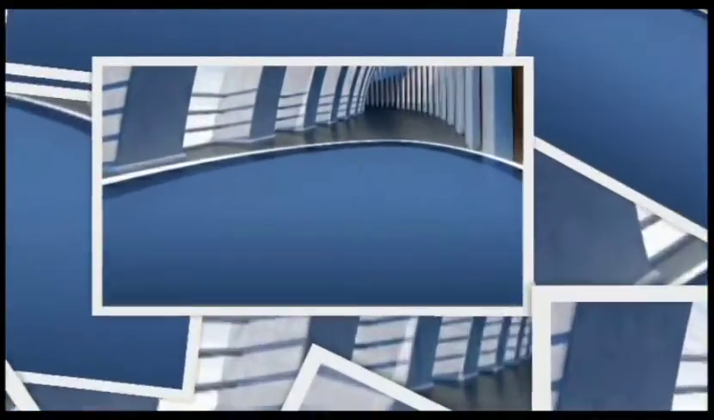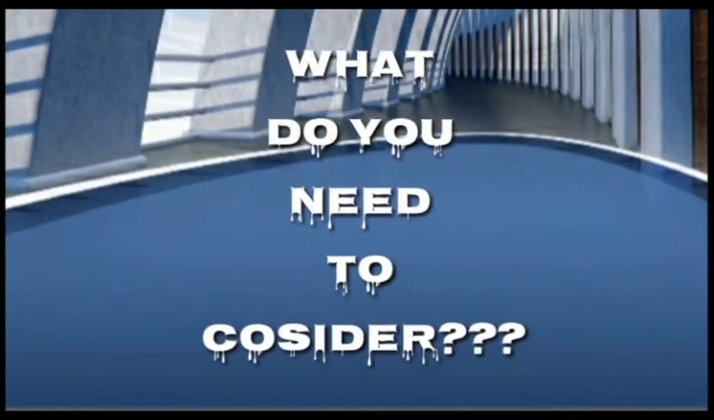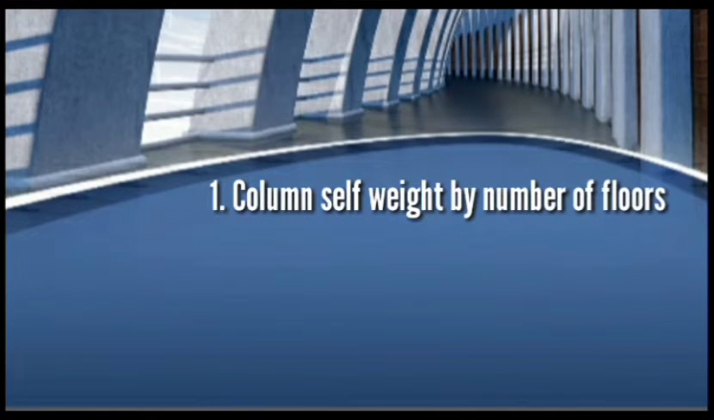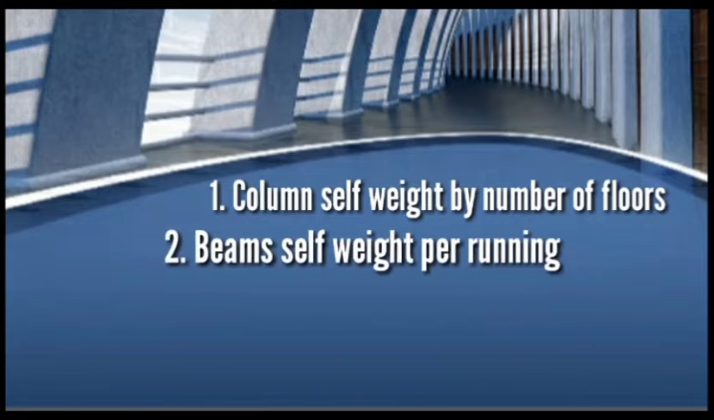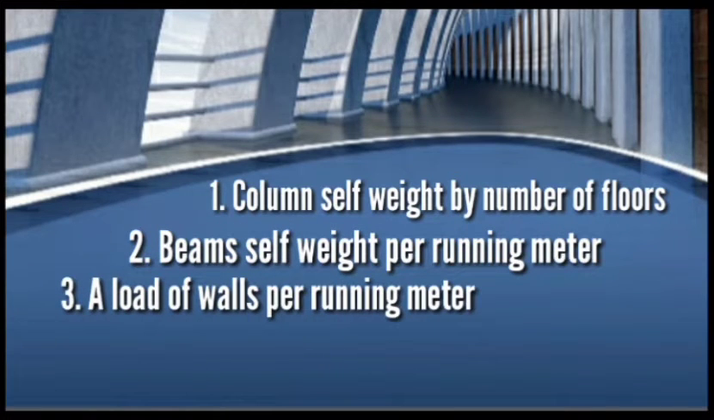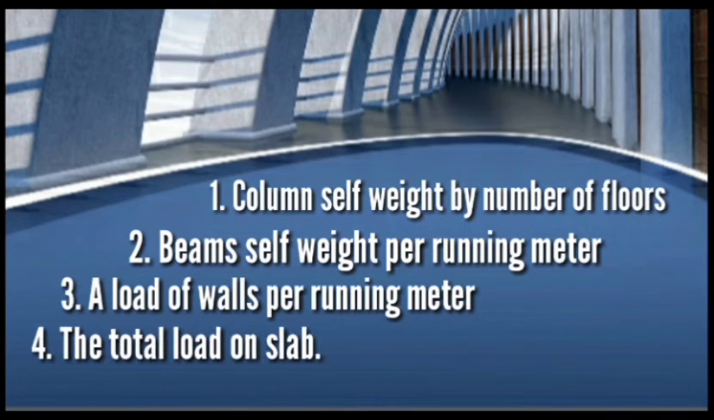We have various things to consider in load calculation on column, beam, and slab. Number 1, column self-weight by number of floors. Number 2, beam self-weight per running meter. Number 3, load of walls per running meter. And the last, the total load on slab: the dead load plus live load plus self-weight.